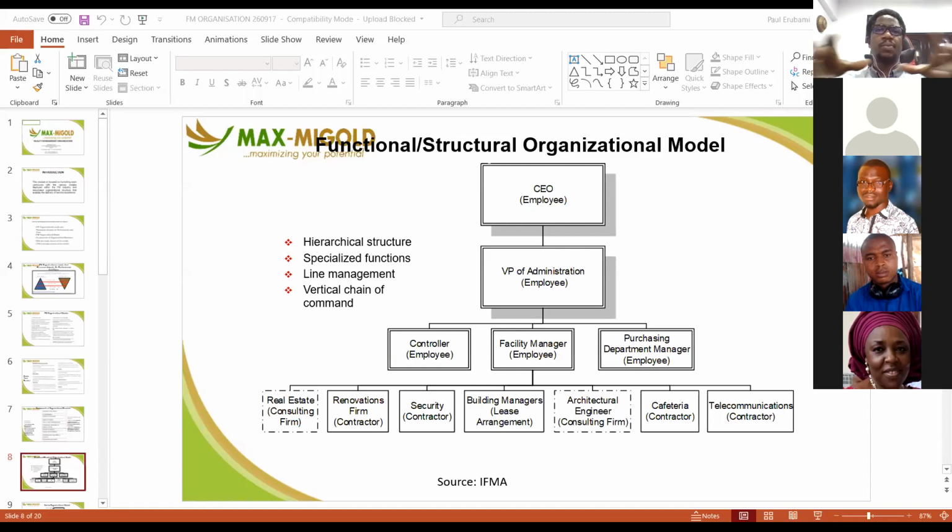And then we have all of these other people that are reporting to the facility manager, whether they are in-house employees or contractor staff. Because this is something that is often missing in many organizational structures. You create an organizational structure and you leave out contractors that you have brought in to fill certain obligations or performance in your department that will fulfill the requirements of the users and the business. So why do you do that? Whether it is contracted or in-house, indicate it. Use some kind of means to show that. But this is basically what a functional or structural organizational model would be.